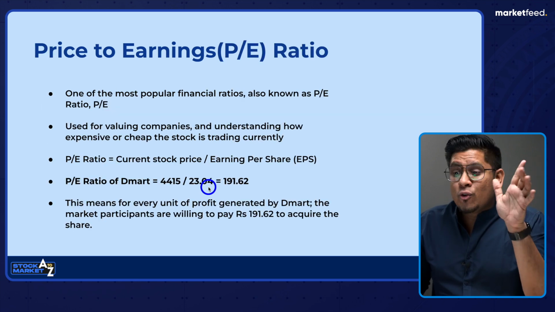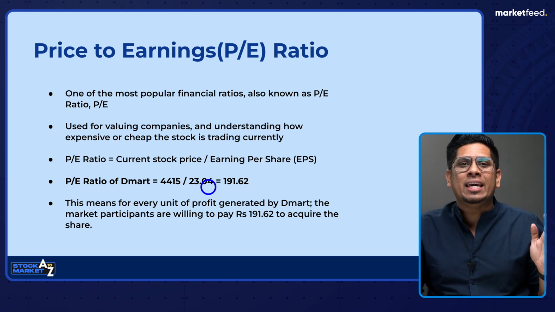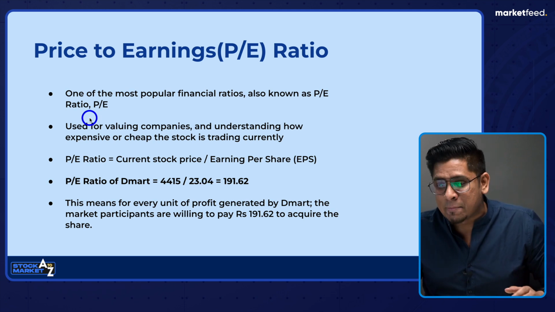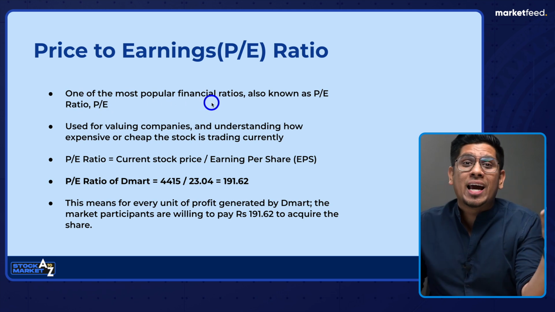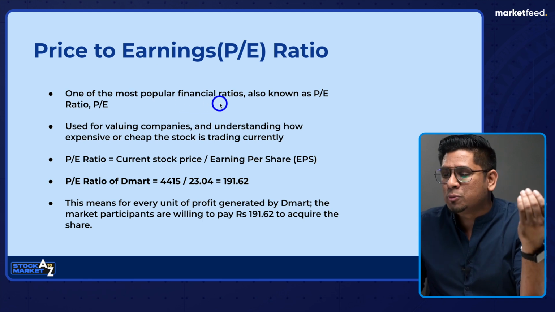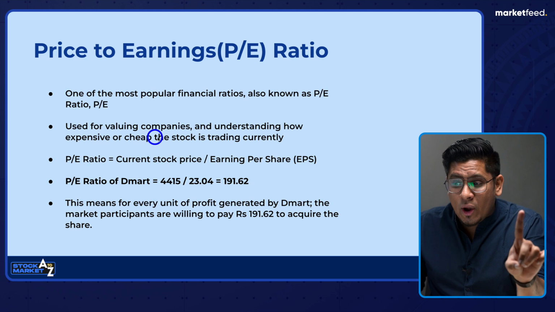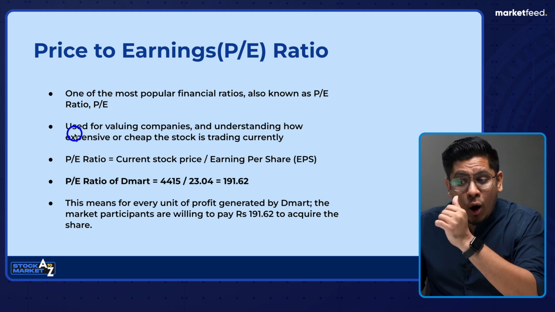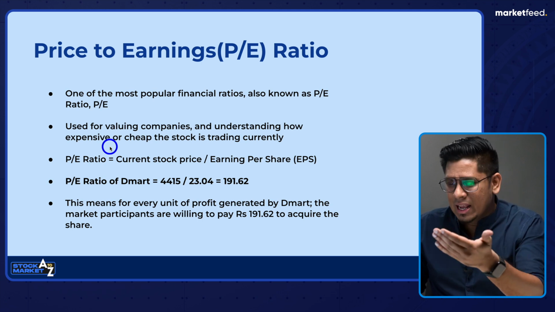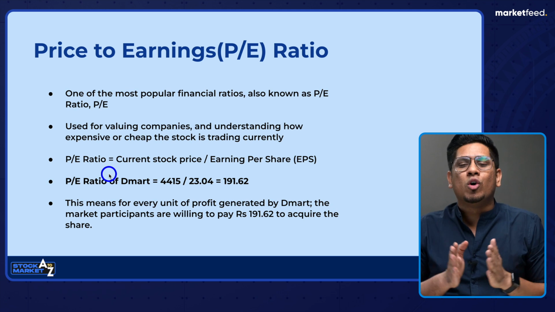The first valuation ratio that we are going to learn is the price to earnings ratio, the PE ratio. Let's read through this and you'll easily understand what this is. As I've been telling since the introduction, it is one of the most popular financial ratios, also known as the PE ratio. This is used for valuing companies and understanding how expensive or cheap the stock is trading currently. Cool. Let's enter into the calculation, the formula, and you'll clearly understand what we are talking about.